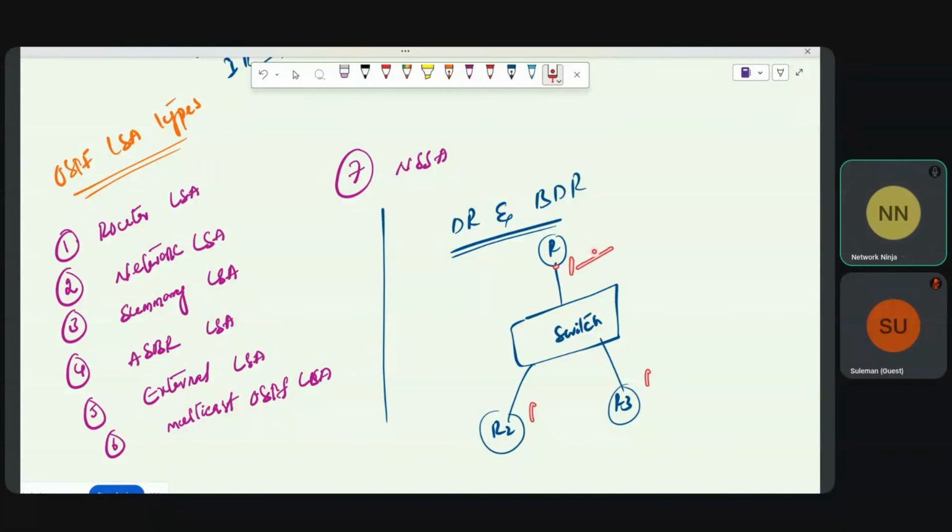So by default every router will have a priority of 1. If you want to make this router the DR, you need to increase the priority. If you increase the priority, this router is going to be elected as the DR, and the second highest router is going to become the BDR. So this is the quick overview of the OSPF, guys.